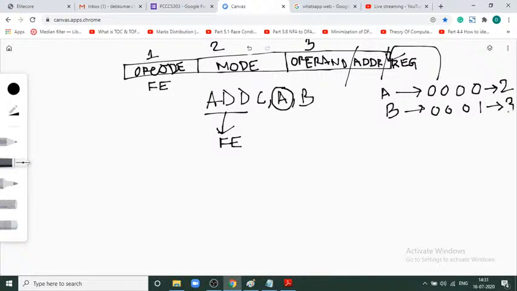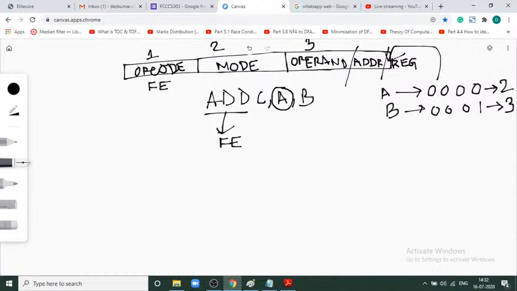Now suppose at the A register, whose address is 0000, the data value 2 is stored. Now in the B register, whose address is 0001, the data value 3 is stored. Now this address 0000 will be stored in field number 3, and the B register address, which is 0001, is also stored in field number 3, because field number 3 either stores the data or operand directly, but here no data or operand is directly specified, so this field remains empty.